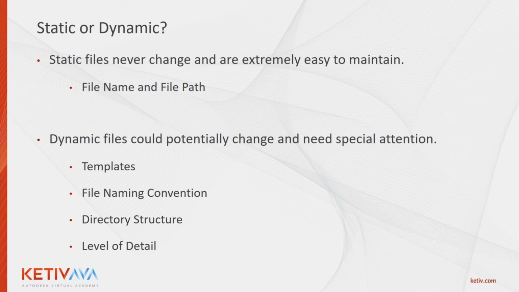Well, one of the first questions that we need to ask ourselves when going through the process of developing design automation is, are the models in which we're going to be working with static or are they going to be dynamic? Okay, static files, they never change. They're always the same. They're very easy to maintain. Once you develop them, they don't change.